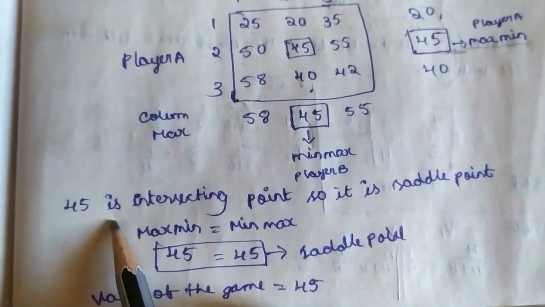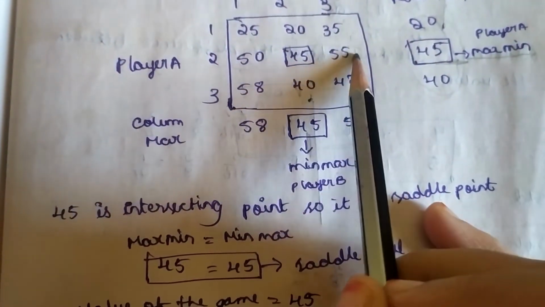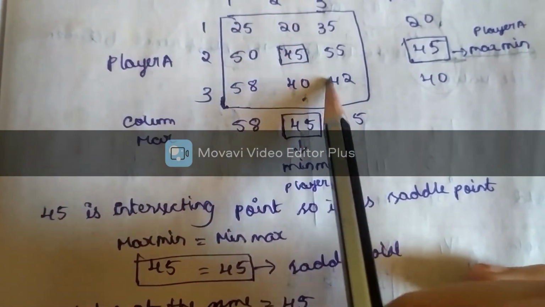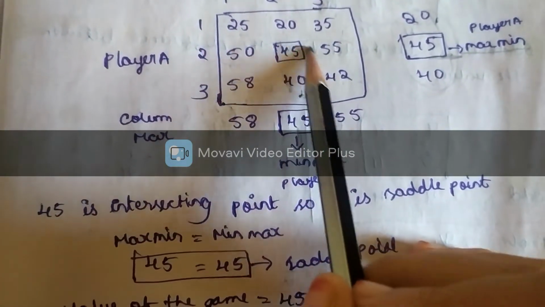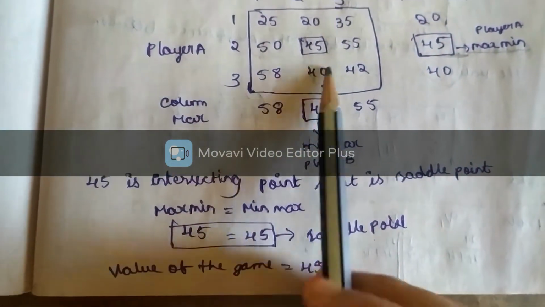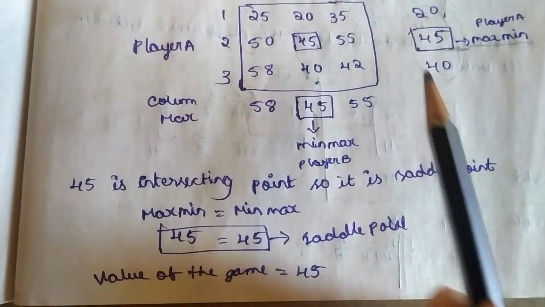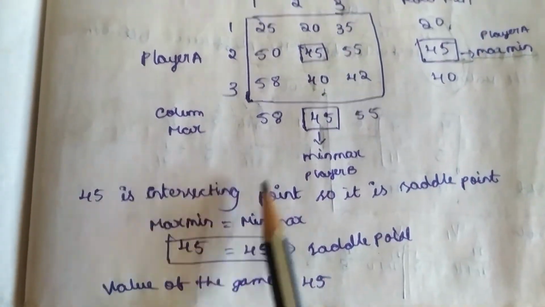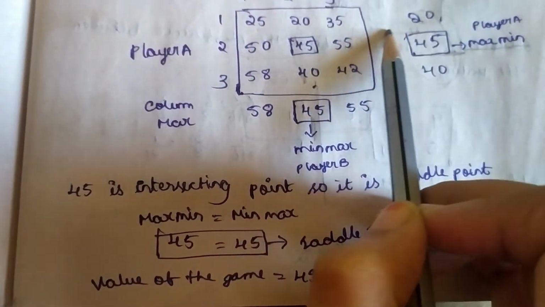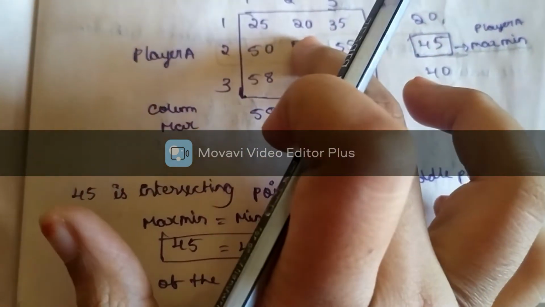See, 45. Here we are selecting this row and also this column: the second row and second column. The point which is here, 45, is the intersecting point. So it is a saddle point. Now you all understand. Here 45 is the value; at this position only we selected this 45, not this middle 45.